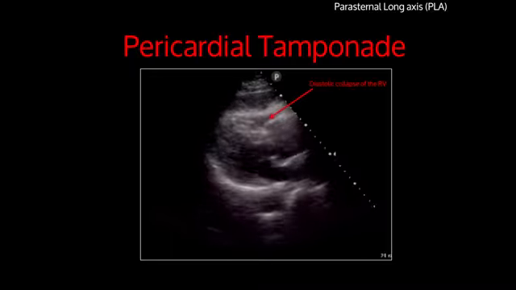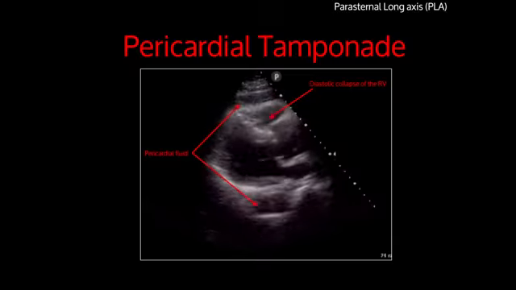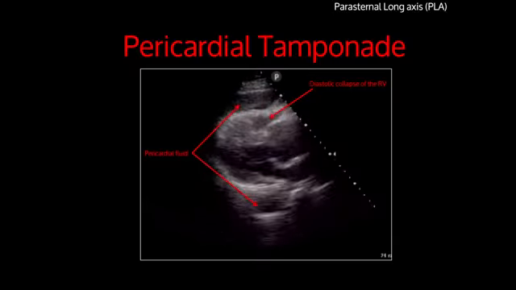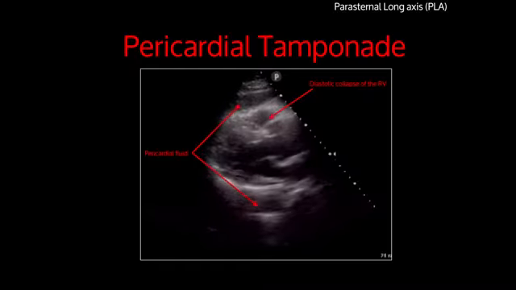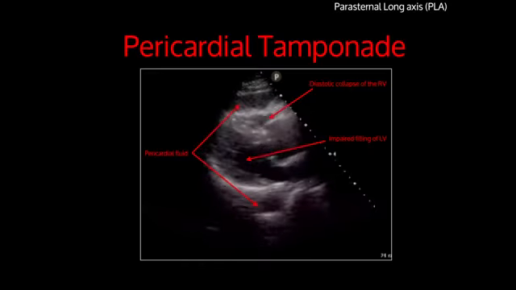What's happening is the pressure of the effusion is great enough to impair filling of the RV. Blood in equals blood out, so there will also be impaired filling of the LV. You can tell that there is diastolic collapse of the RV because it happens when the mitral valves are open.